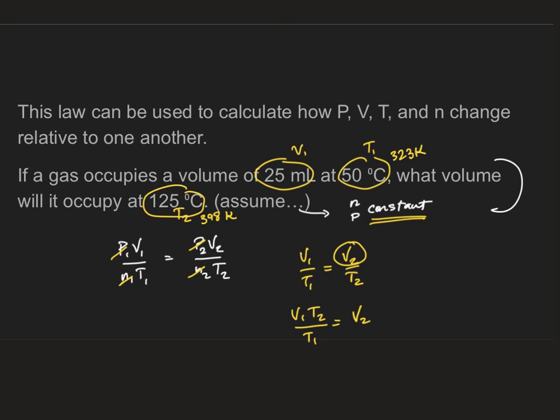There are my converted temperature values. Now let's plug into the equation. You can see that the units cancel properly. I will get a milliliter answer, which is exactly what I'm looking for. And the answer will be 31 milliliters for V2.